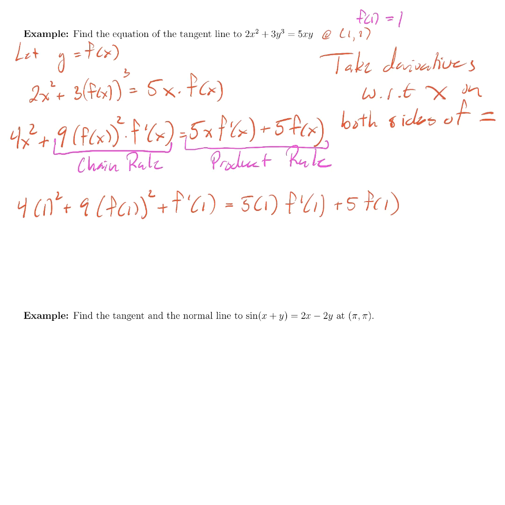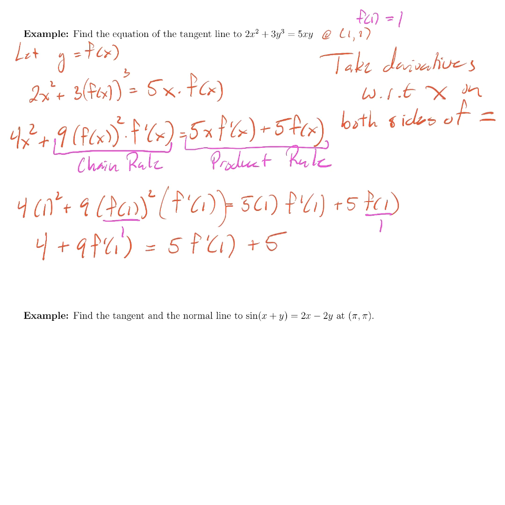So now we can simplify even further. We get 4 times 1 is 4. Everywhere I see an f of 1, this is a 1, this is a 1. So I get 9 times 1 squared times f prime of 1, which is 9 times f prime of 1. Whoops, what happened here? There is a sign error. Sorry, that should not have been a plus. It should have been multiplication all the way. So we get 9 f prime of 1 is equal to 5 times f prime of 1 plus 5.